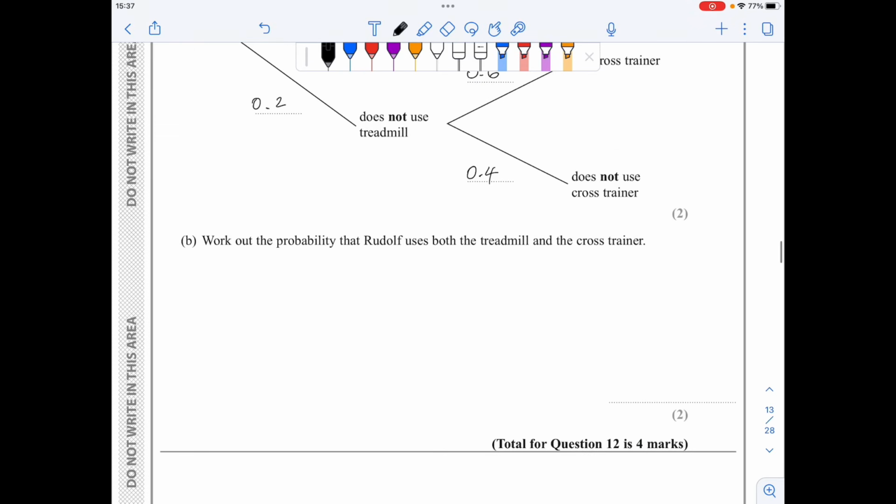Now for part B, the probability to use both is 0.8 times 0.3. This will give me 0.24.